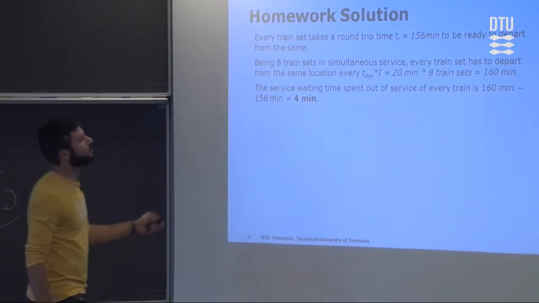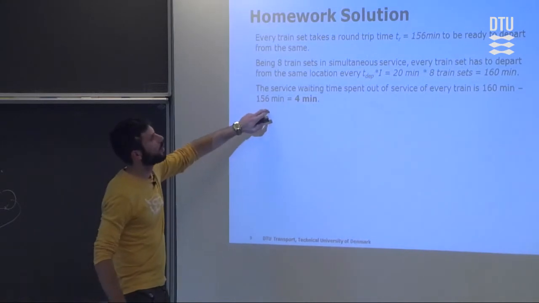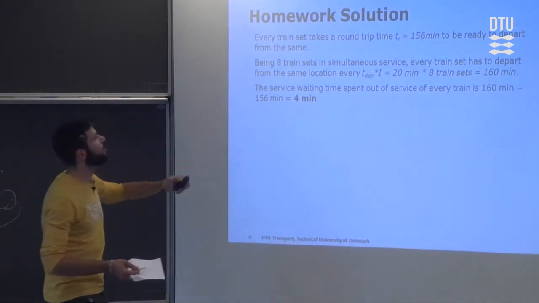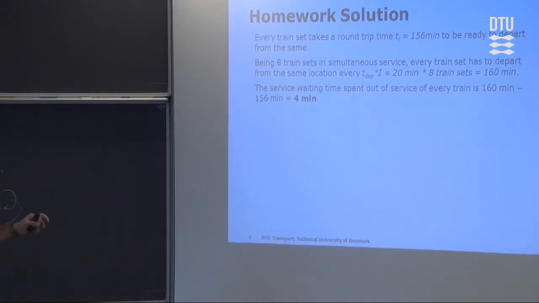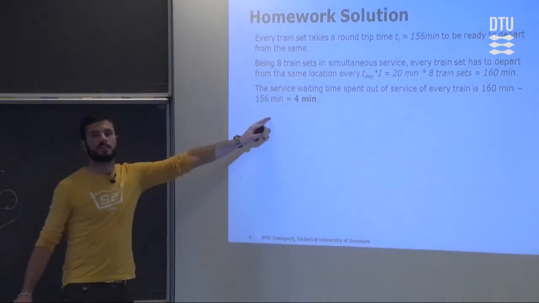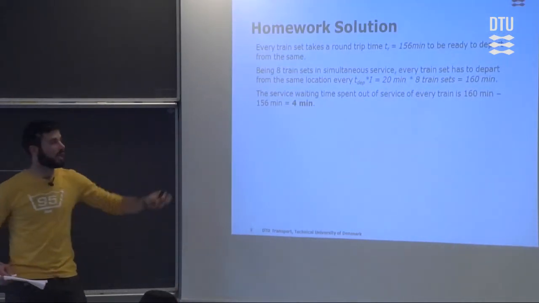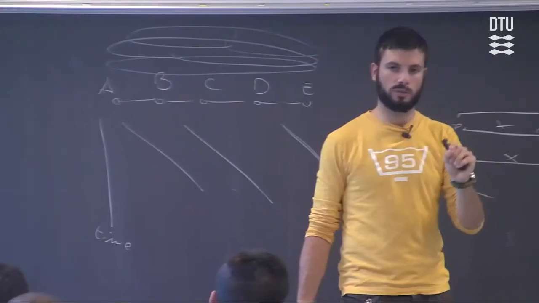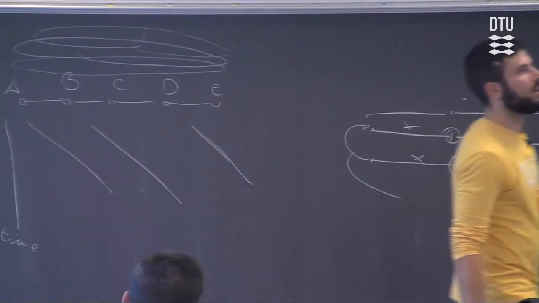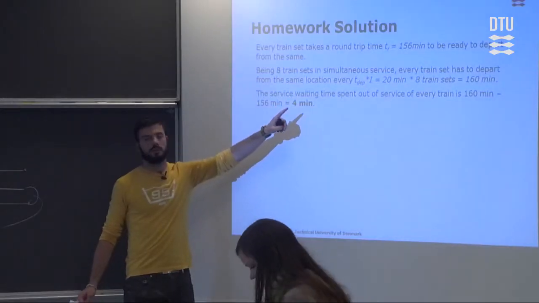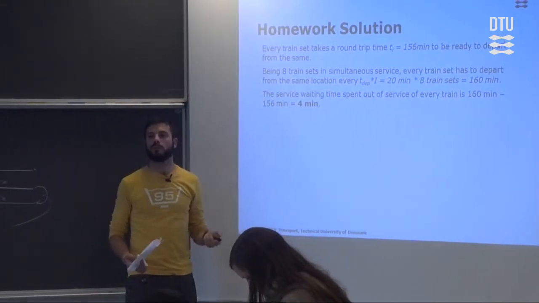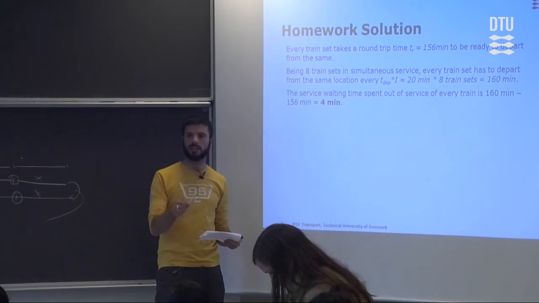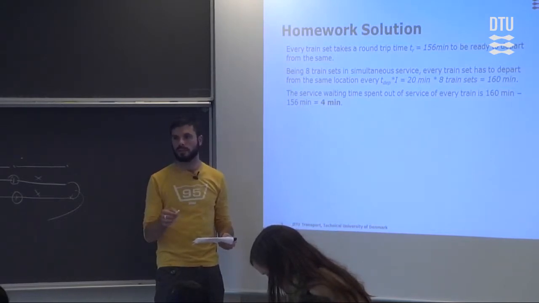Okay, this is question D, question 3, about the time that a train spends out of service. How did we get to this 4 minutes? We have 1 train that takes 156 minutes to go back and forth from the first station and then back to the first station. But when is the next time that it has to leave? How many train sets do we have? It's 8 train sets, so every 8 departures, it is the same train set that is starting.